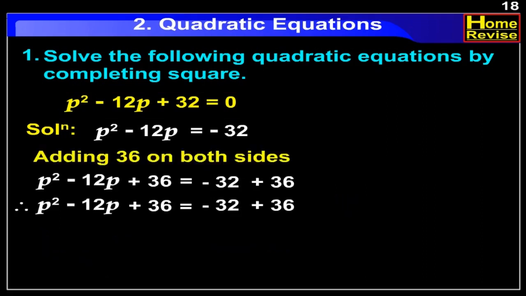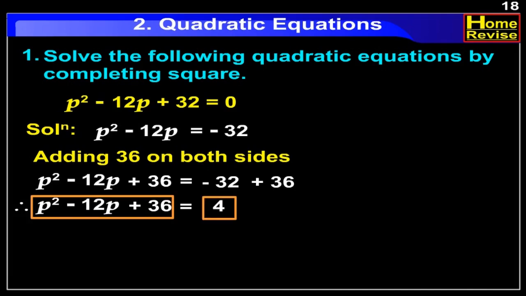Therefore, p² − 12p + 36 = 4. Now, here p² − 12p + 36 on the left hand side is the square of (p − 6) and 4 is the square of 2. Therefore, (p − 6)² = 2².